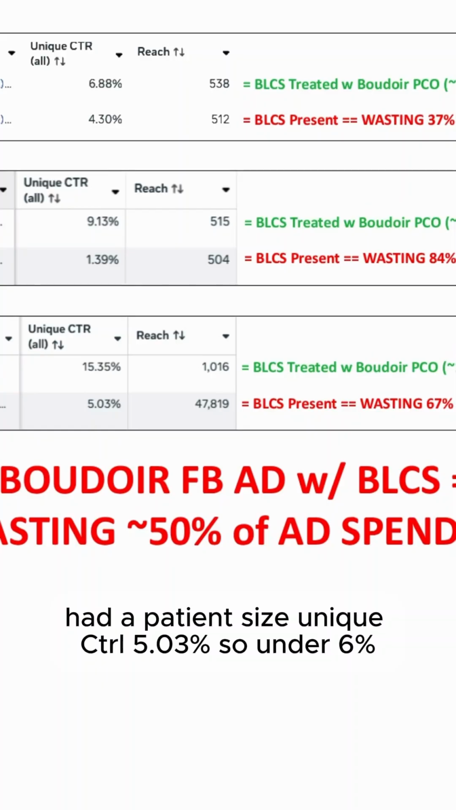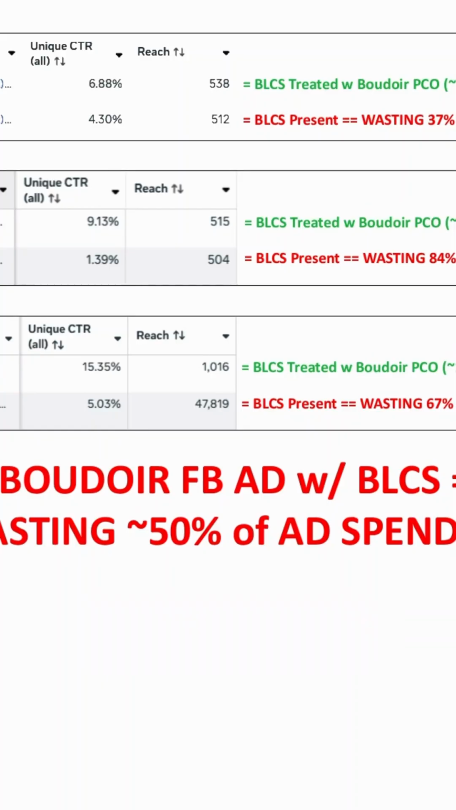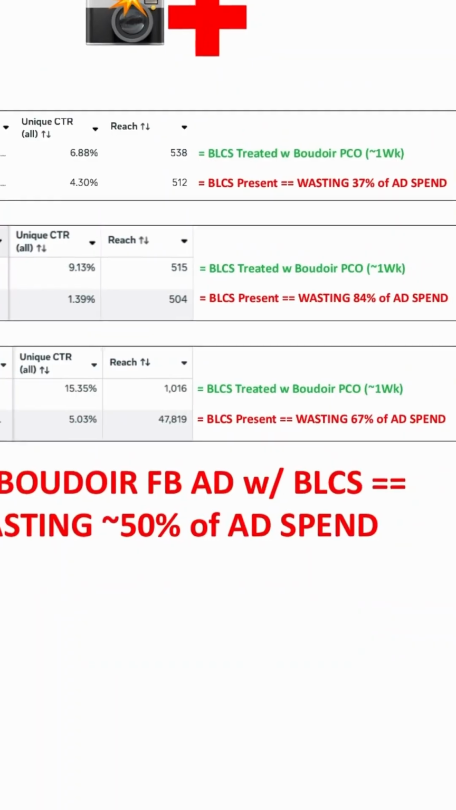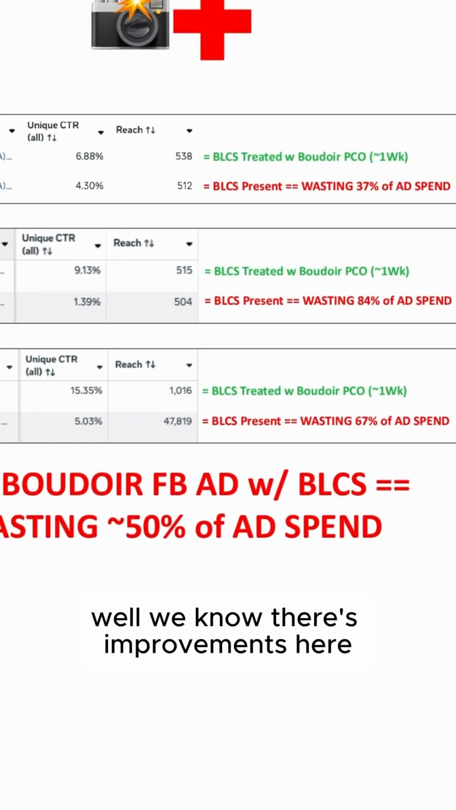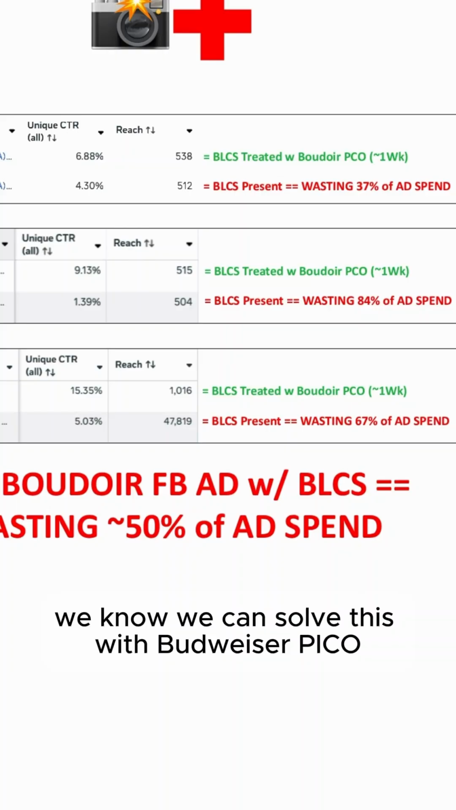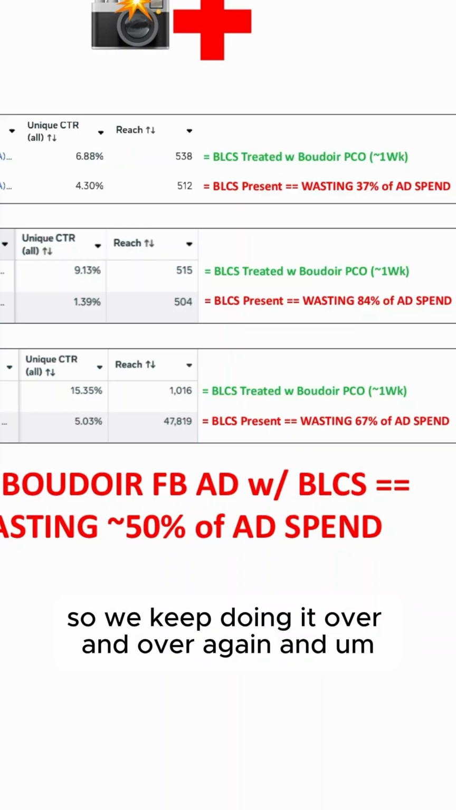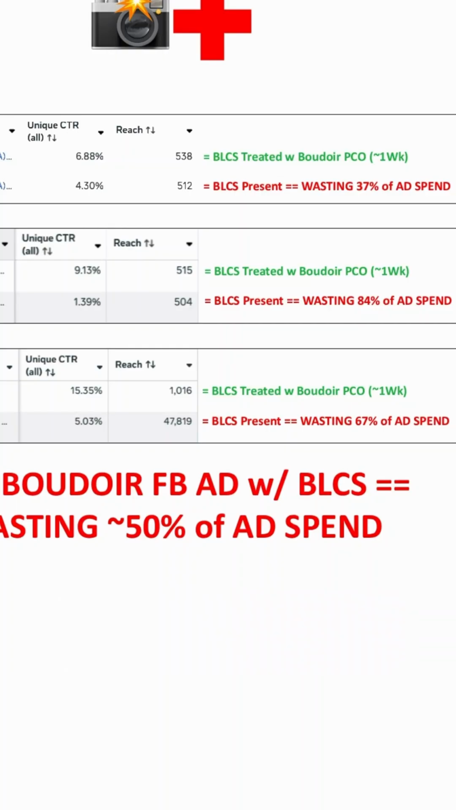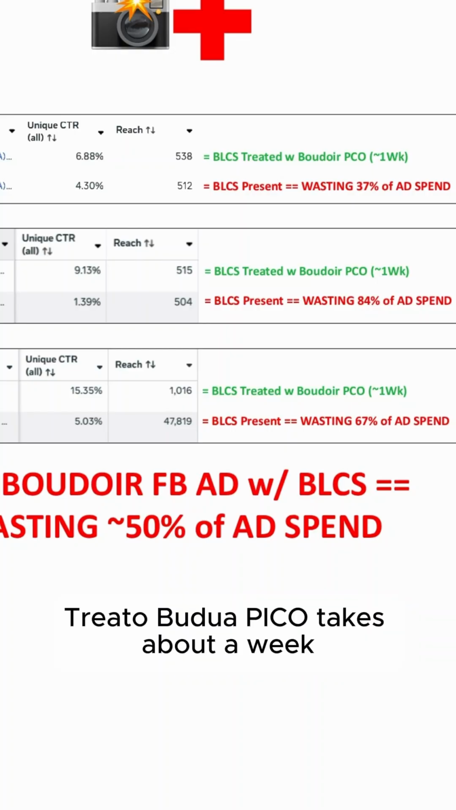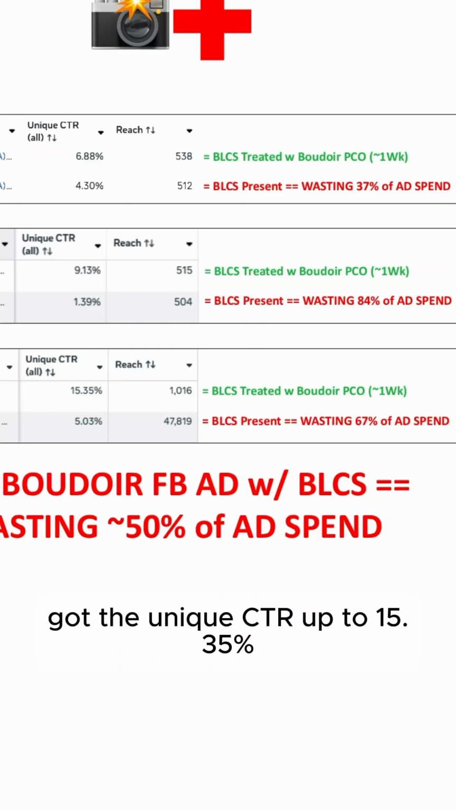So under 6%, we know that BLCS is present. So he's wasting, well, we know there's improvements here. We know we can solve this with Boudoir Pico. So we keep doing it over and over again. Treated with Boudoir Pico, takes about a week, got the unique CTR up to 15.35%.